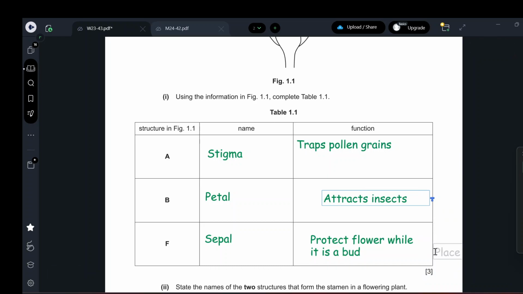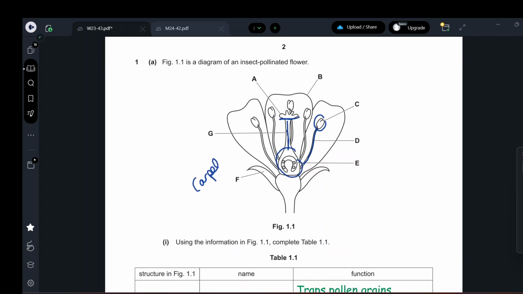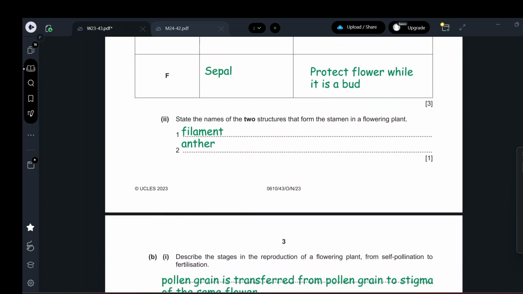The stamen is the male reproductive system. What is the stamen formed of? The stamen is formed of anther and filament. The top part is the anther and the rest is the filament. But what about the female reproductive system? All together, it's called the carpel. It is formed of stigma, style, and ovary. Okay.